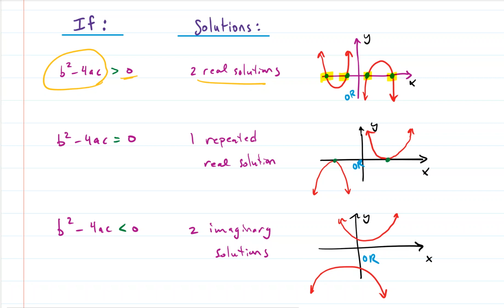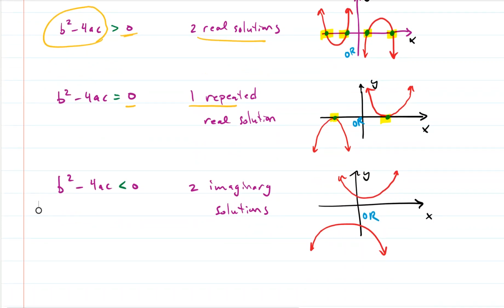If b squared minus 4ac equals 0, then we just have one repeated solution, meaning our parabola comes and touches and turns around, but doesn't cross. So there's only one root. There are two roots, but it's repeated. So we just say there's only one.